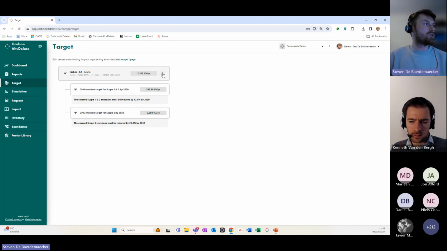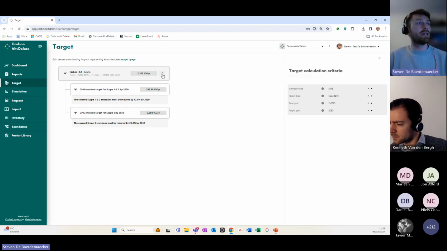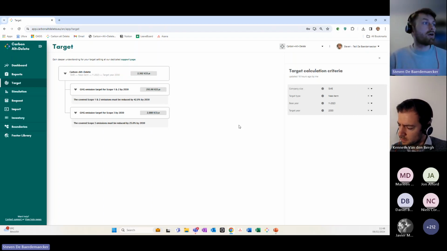The first step I need to do is to click to open the detail pane and to set my target calculation criteria. If I want more information, we also added a link to our support page, where we give a brief explanation of the 5-step process from the SBTi which I started with in the beginning of this webinar, and also a dedicated page on how to calculate it and how to do it in our app. So just so you know, the support page is there to help you.